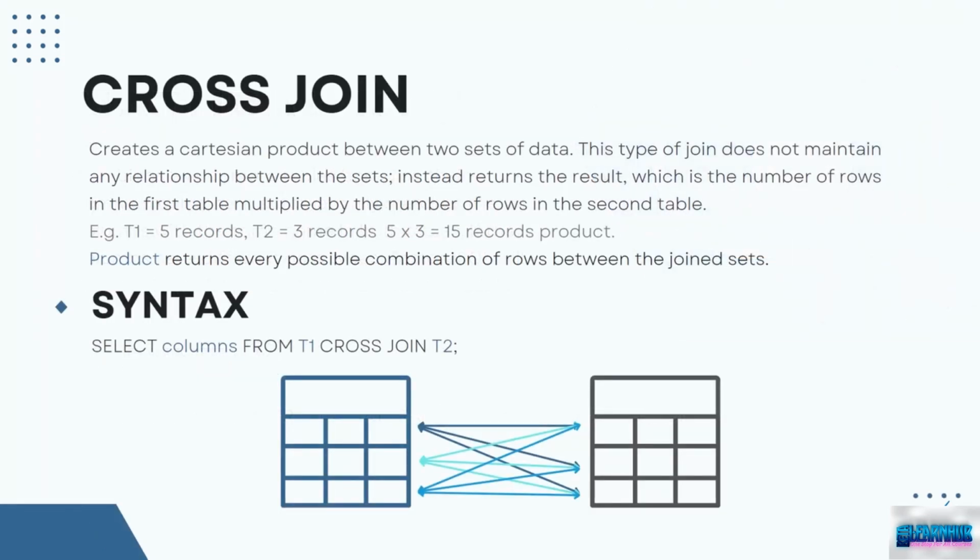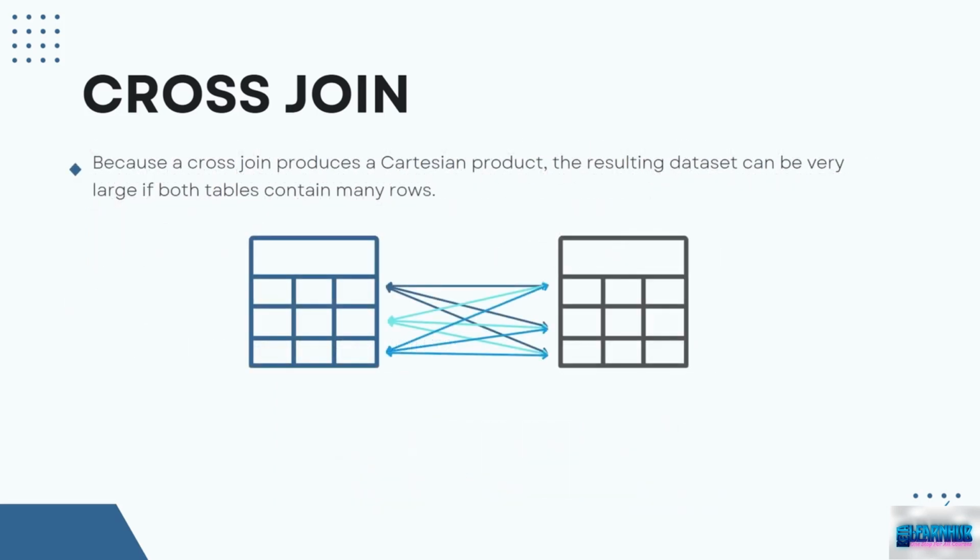Unlike the other join functions, the cross join does not have a join predicate. The cross join creates a Cartesian product between two sets of data. This type of join does not maintain any relationship between the sets. Instead, it returns the result, which is the number of rows in the first table multiplied by the number of rows in the second table, meaning it combines every row of one table with every row of the other table.